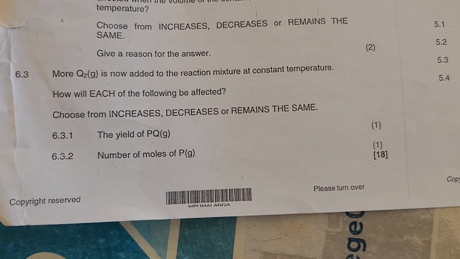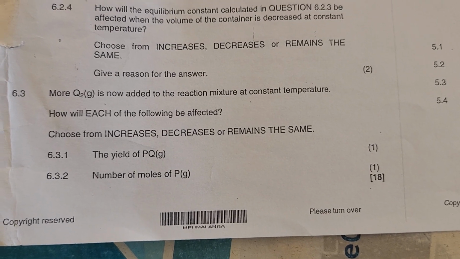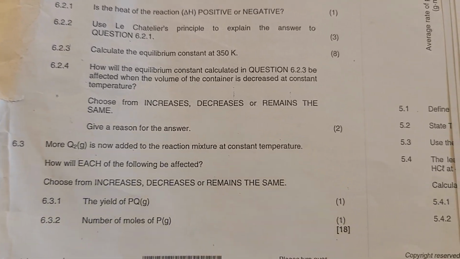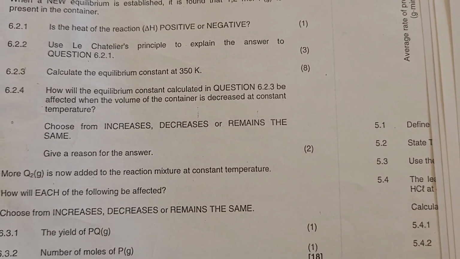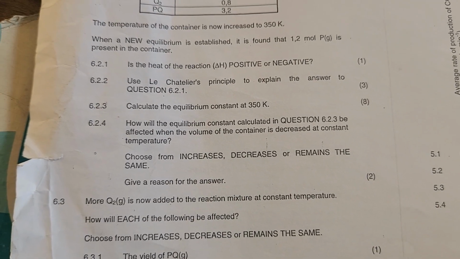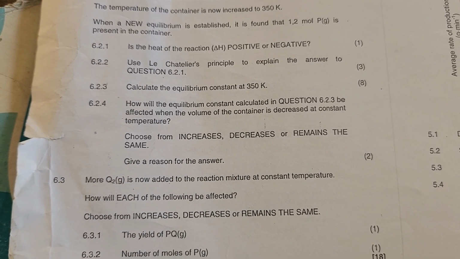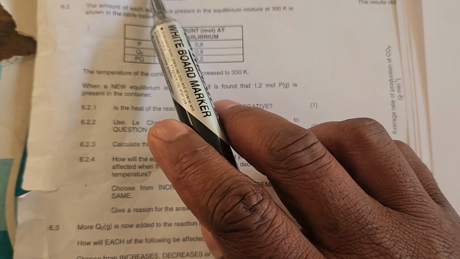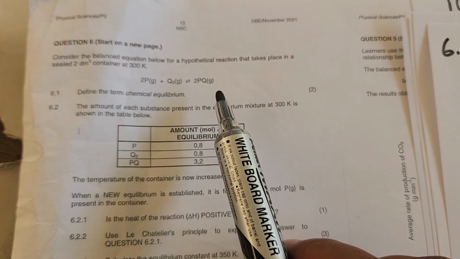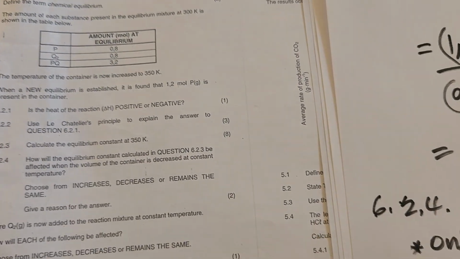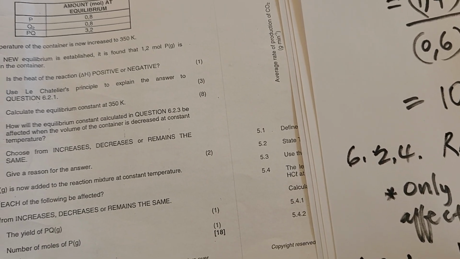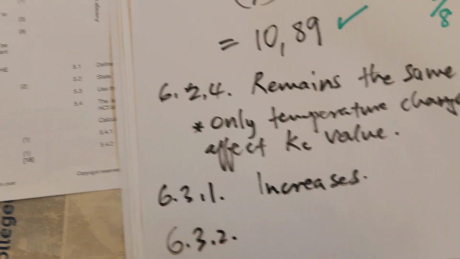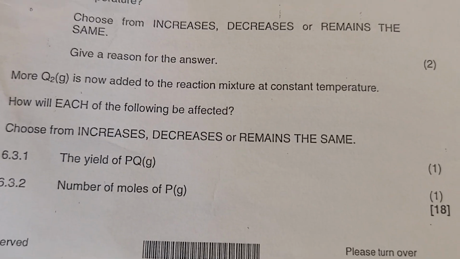6.3.1, they are saying to us, how will the yield of 2P be affected? Once you add one of the reactants, according to Le Chatelier's principle, the reaction that is going to use the increased concentration is favored, which is the forward reaction. Therefore, the amount of P and Q2 will decrease, whereas the amount of PQ will increase. Therefore, the answer will say increases.